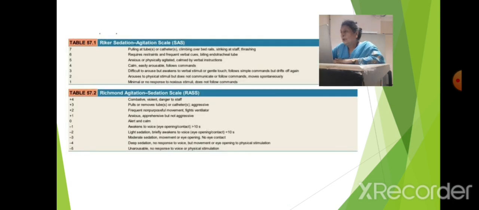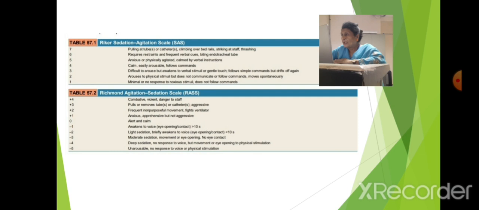Now, the table. Riker's Sedation-Agitation Scale, SAS. Score 7: pulling at tube or catheter, climbing over the bed rails, striking staff, requires restraint and frequent verbal cues, including the endotracheal tube. Anxious and physically agitated, calmed by verbal instruction. Second, calm and cooperative, arousable, follows commands. Once you ask them to do something, the patient is calm and follows whatever command you give.